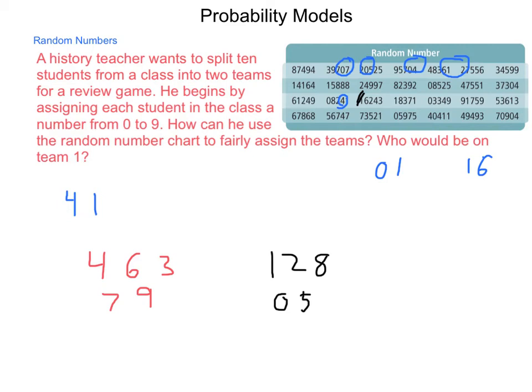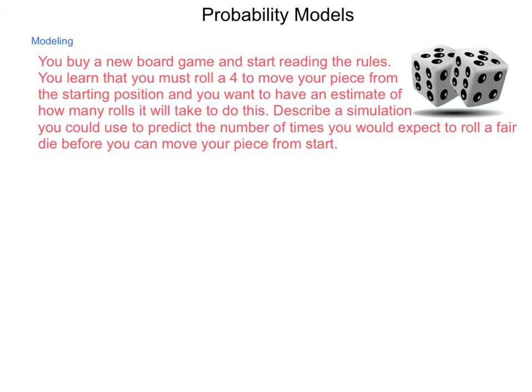If you're selecting items either as a yes or a no, you can assign 0 through 4 and 5 through 9, or odds and evens, anything that has an equal opportunity of showing up. But we also have other situations that we can use such items for. This situation is going to fall under the title of modeling a situation.